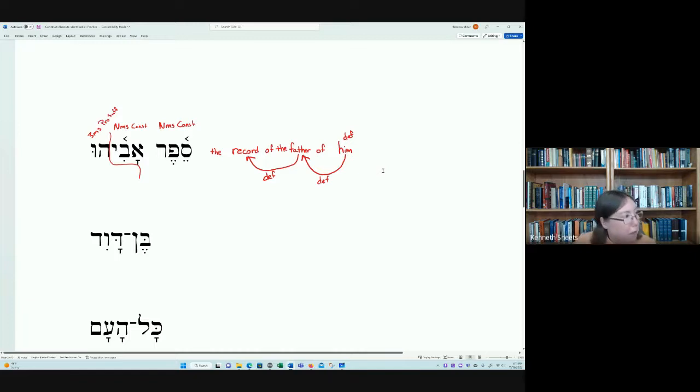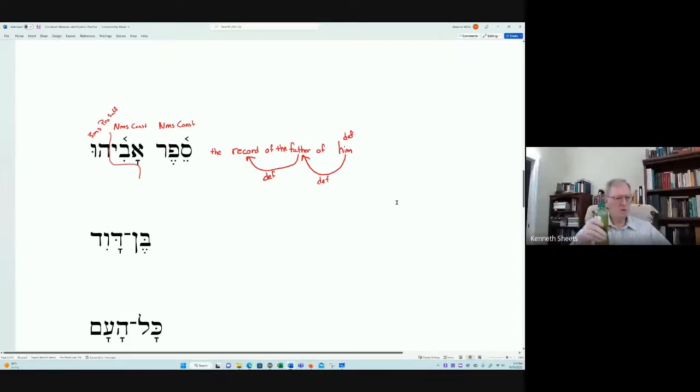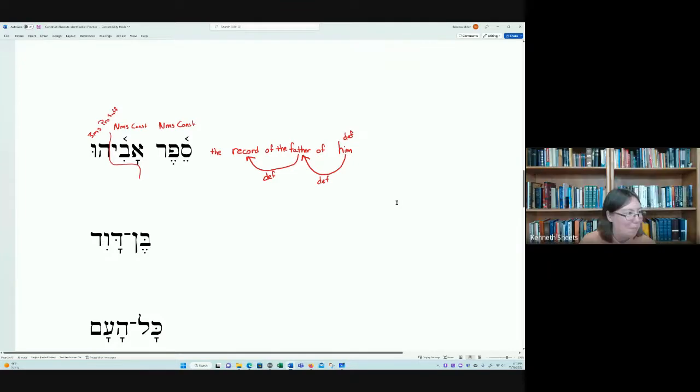All right. Are there any questions or comments up until this point? Are these ambiguous when you find them in the scriptures? Not at all. They are very clear from the context that we are dealing with the construct absolute constructions.